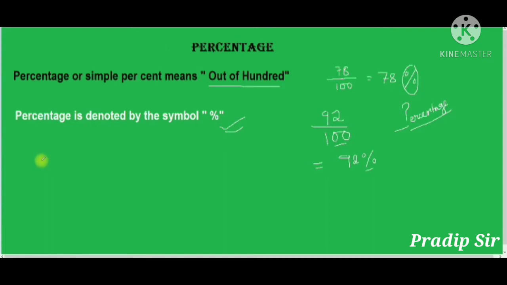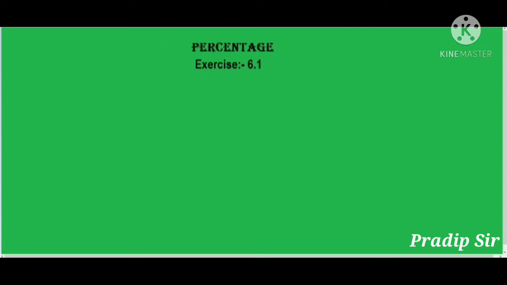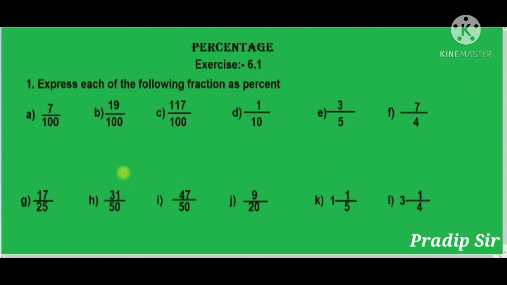Now we'll understand this chapter with some exercise questions. Question number 1: express each of the following fractions as a percent. In class 5 we already discussed how to convert a fraction number into a percentage and a decimal number into a percentage. If you convert any number into a percentage, you just multiply this number by 100.